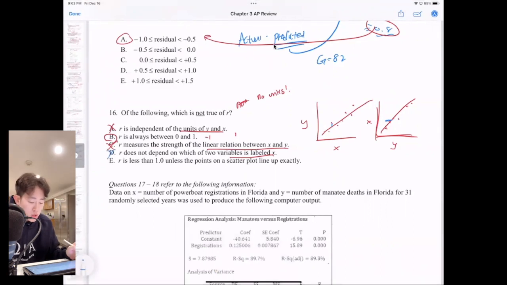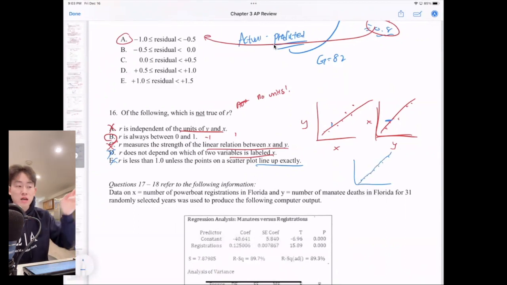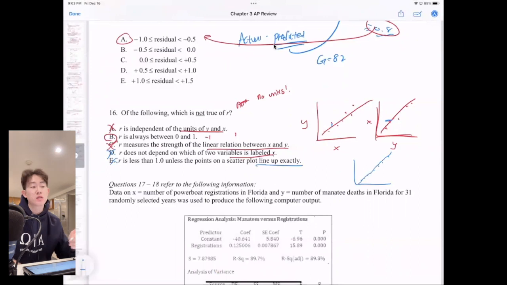R is less than 1.0 unless the points on the scatter plot line up exactly. Yes. A perfect R would mean that all the dots fall on one singular line and you hit every single one of them. So that's not true. So it's going to be B.